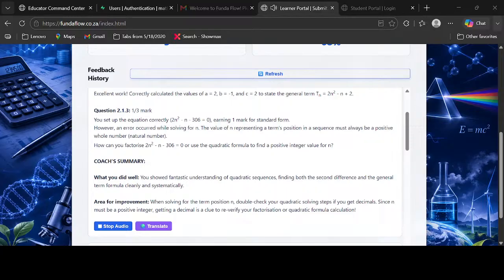Where did you go wrong? You just penalized me for that. I didn't use the quadratic equation. But what did you say? What was the answer? It doesn't tell us the answer.